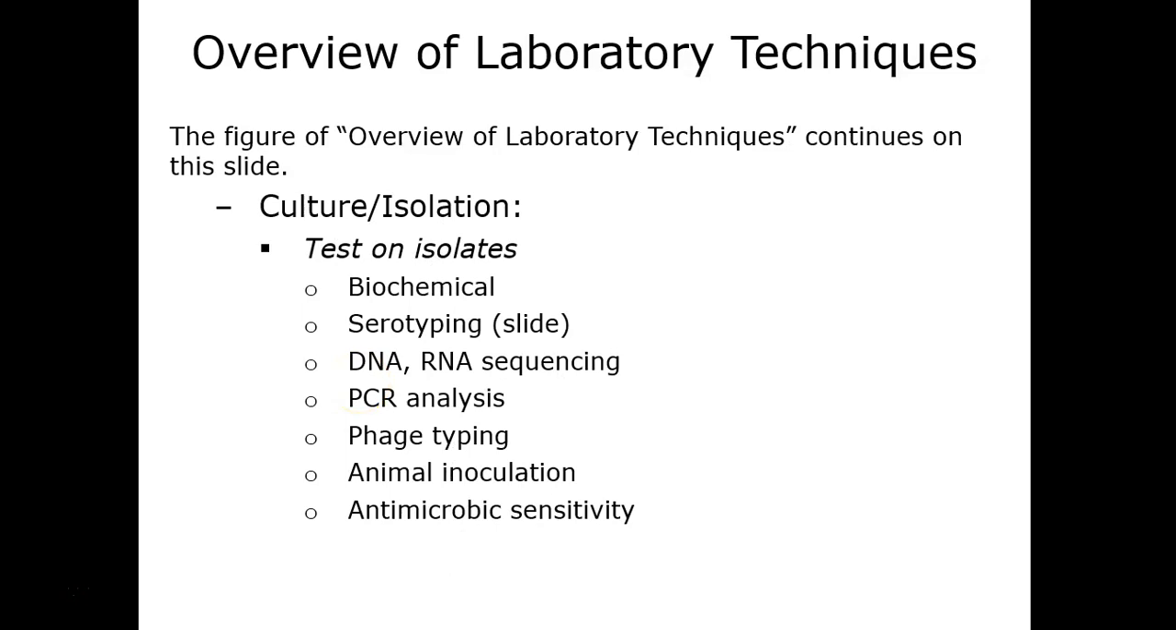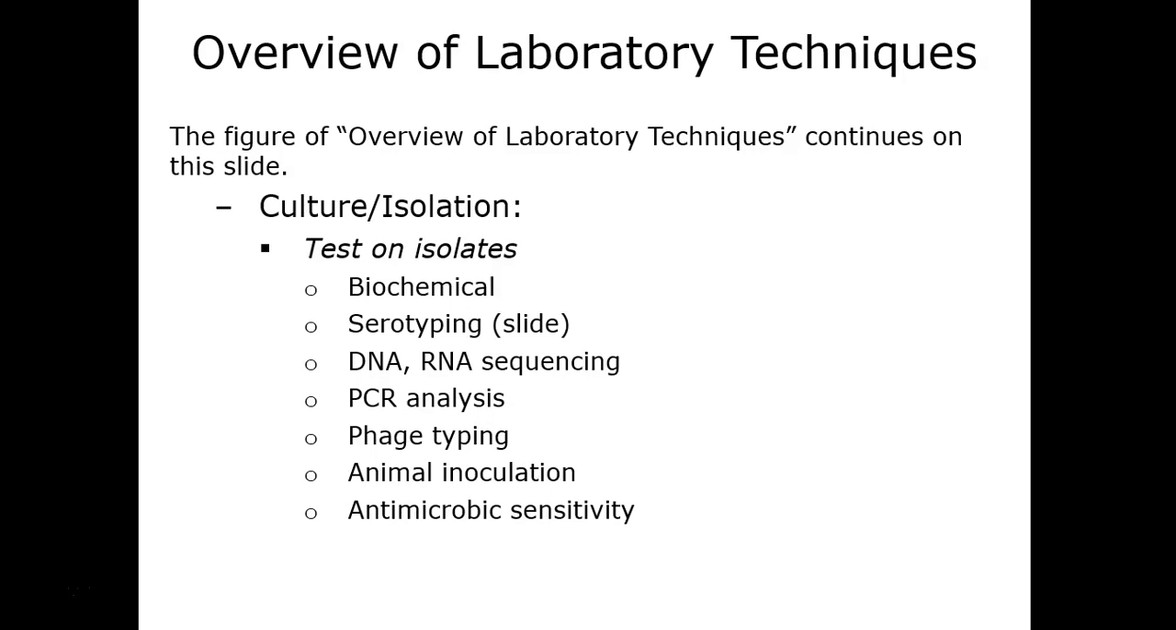Culturing includes things such as biochemical tests. Does it have a catalase enzyme? Does it have the coagulase enzyme? What type of oxygen sensitivity does it have? Serotyping. We can look at the interaction of the proteins or antibodies in the serum. Sequencing the DNA or RNA to figure out what the genetic codes are.